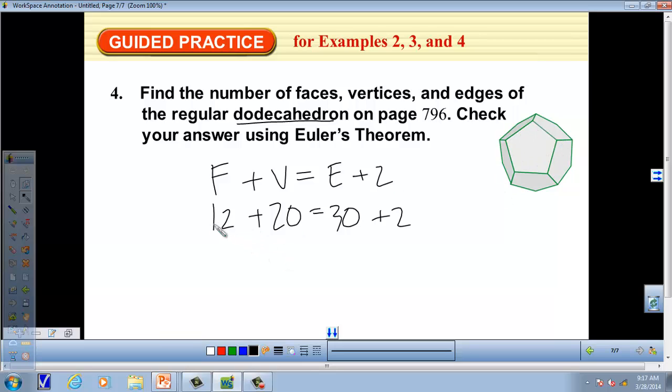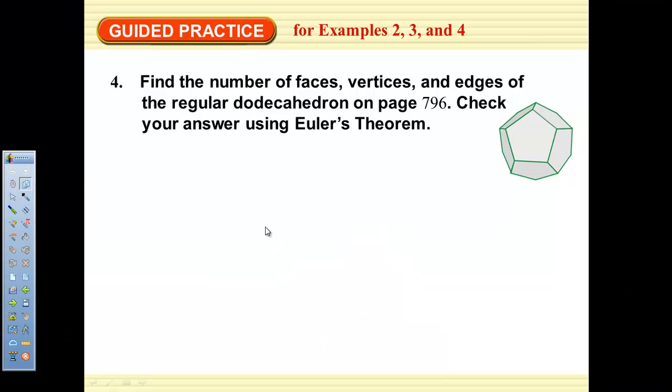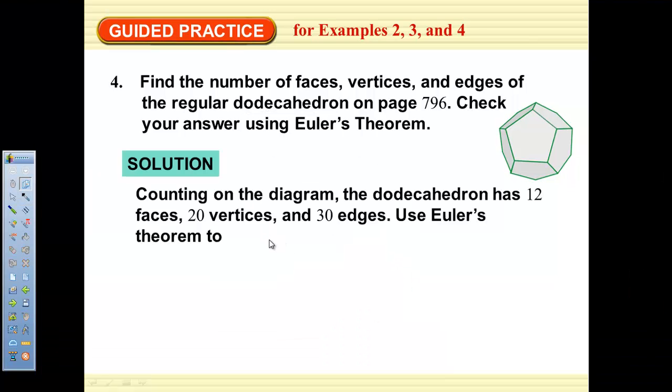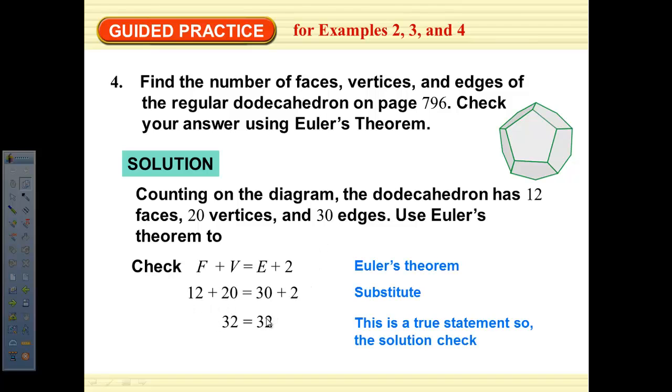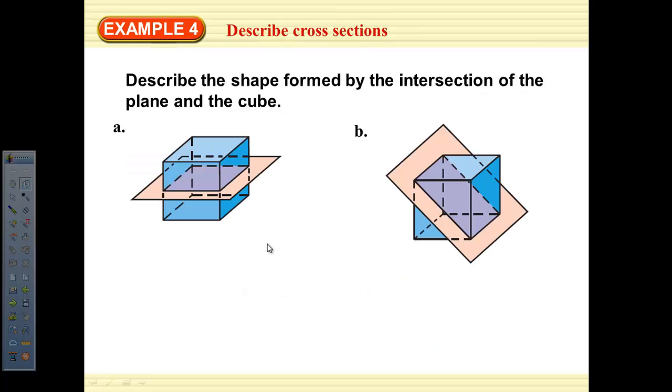On this side we have 12 plus 20, which is 32. And on the other side we also have 30 plus 2, which is 32. So we're good there. Again, 12 faces, because it's a dodecahedron, has 20 vertices and 30 edges. That gives us 32 equal to 32, so it all checks out and we're good.